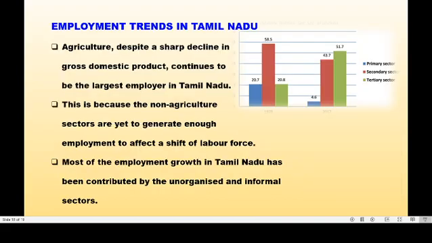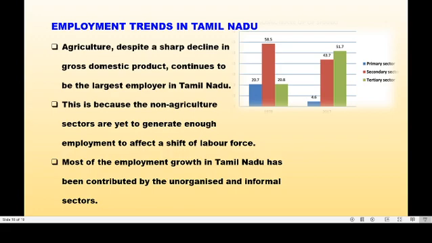So when we speak about Tamil Nadu, the employment trend: despite a sharp decline in the gross domestic product of agriculture, agriculture continues to be the largest employer in Tamil Nadu. Not only in Tamil Nadu, my dear students, I told you earlier that India is an agrarian economy. It is because more than 50% of people are engaged in agriculture in India. We are dependent upon the monsoon climate. So, though there is a sharp decline in gross domestic product, even now there are many people who are engaged in agriculture.